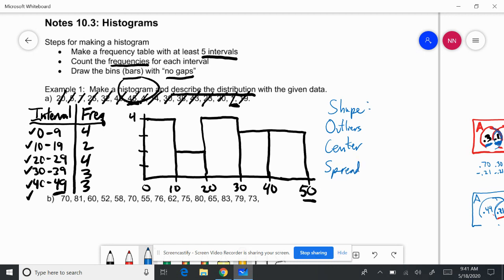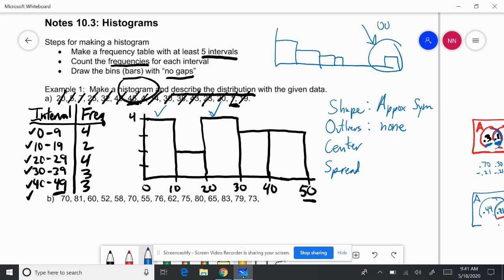Now, for the shape, this right here is kind of an awkward one. We actually have 2 peaks. Notice that with this peak, there's 2 on the right and 2 on the left. So this is kind of a difficult one to say, but the best explanation is approximately symmetric. Outliers, there's no gaps in between the bins, so it would be none. An example of a histogram that would have an outlier is if we had all these bins and then there's a gap and then we have a bin far off. That would be an example of an outlier.